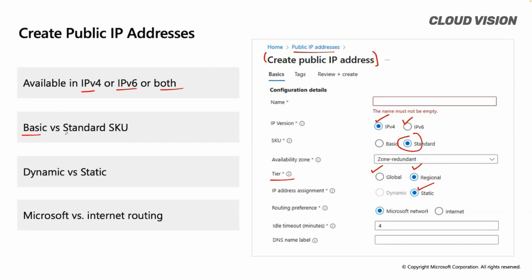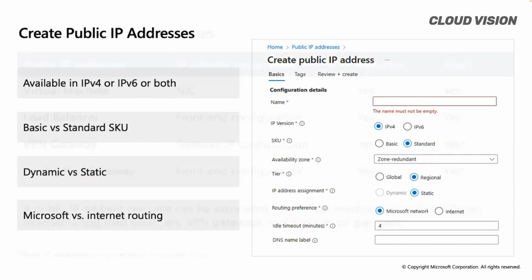Whether you want to go for the basic or standard SKU, typically in a production and organization side, it's recommended to go with the standard. You also want to plan whether it's dynamically assigned or statically assigned. And you also want to think about Microsoft or internet routing. Okay.